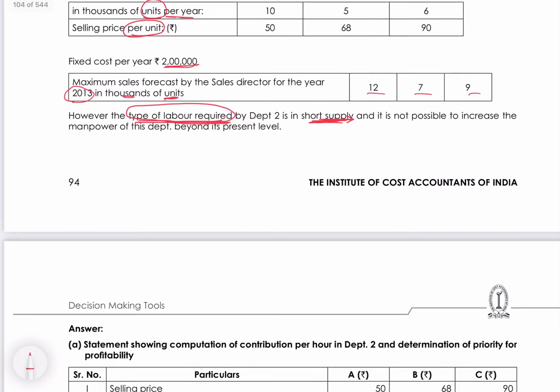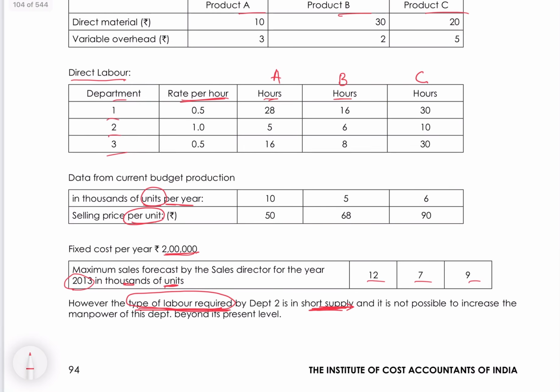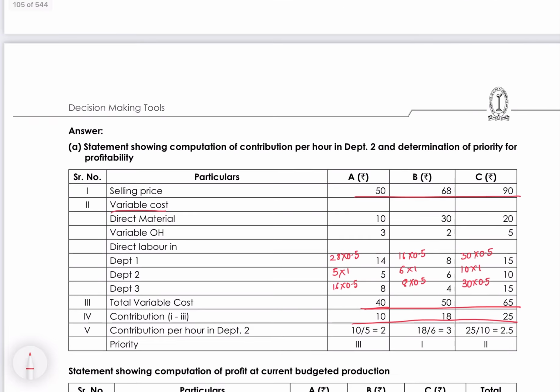So, we will start with our usual sales. We will do sales less variable cost which will give us contribution, and then we will find contribution per hour and then we will rank it. Starting with sales, the selling price per unit for A, B and C is 50, 68, 90. We will start the solution by saying: statement showing computation of contribution per hour and determination of priority for profitability. Priority means we are ranking it, right? That is the reason.